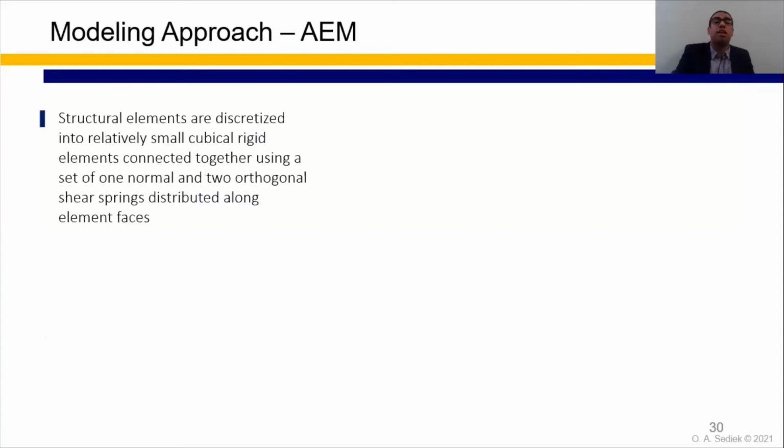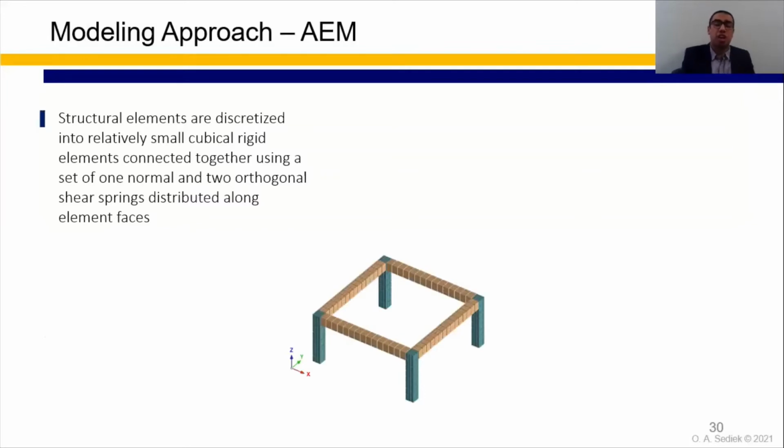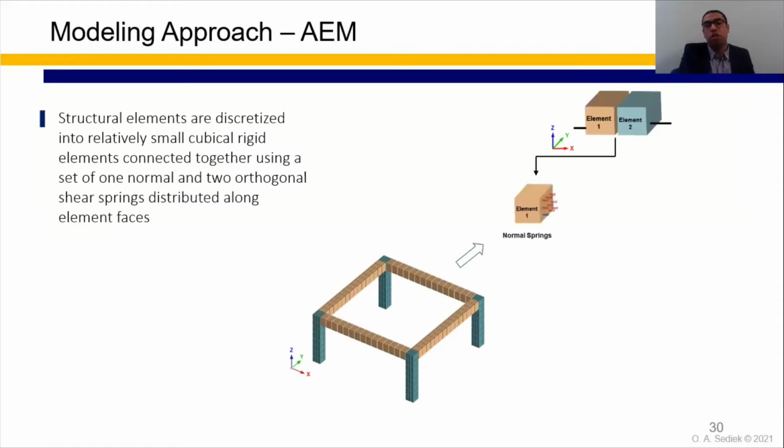In the applied element method, the structural elements are discretized into small rigid cubes, and these cubes are connected together using a set of normal and 2 orthogonal shear springs distributed along the element faces. This is an example of a 3D frame modeled in the applied element method. As we can see here, each 2 elements are connected together using this set of normal springs, and this set of 2 orthogonal shear springs.